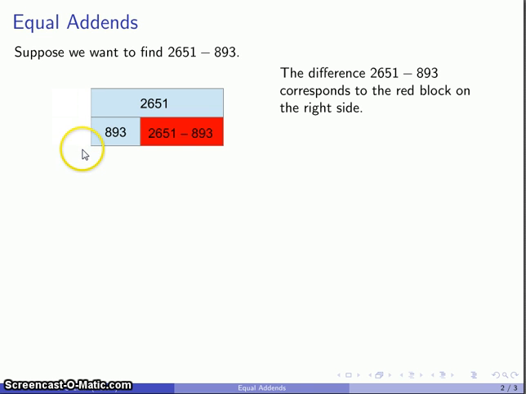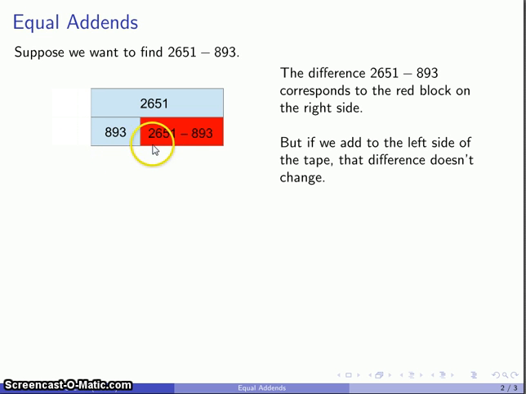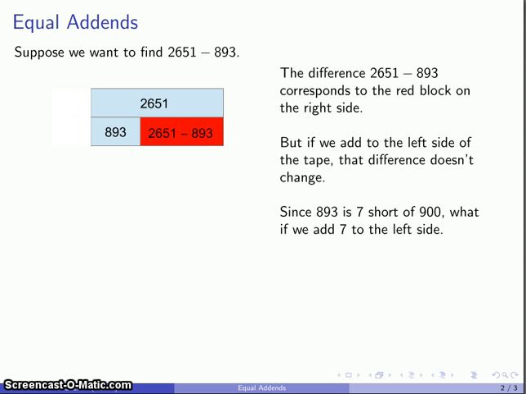If I add something over here to the left-hand side, it doesn't actually make a difference in how big this block is. So I'm going to add something that's going to make my subtrahend something easy to work with. In this particular case, I might note that our subtrahend 893 is almost 900. It's just 7 short of 900. So if I add 7 to the left-hand side, there we go, and now I have a different subtraction that gives me exactly the same answer because this block hasn't changed at all.